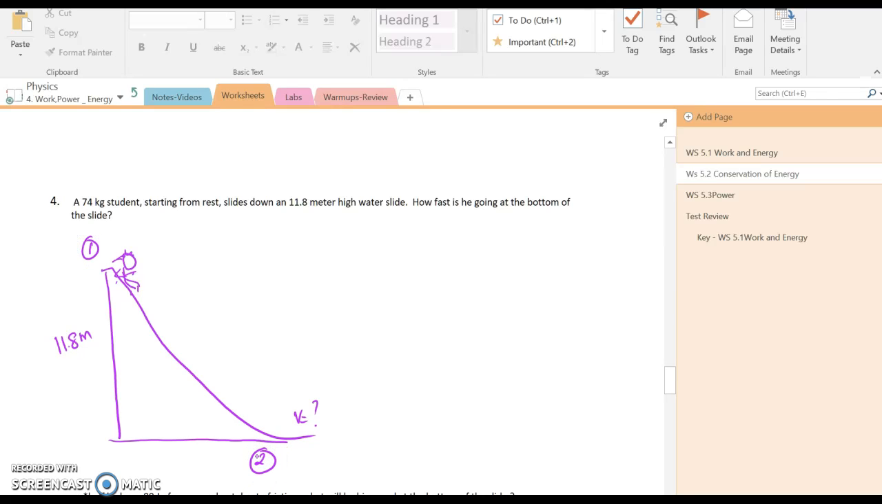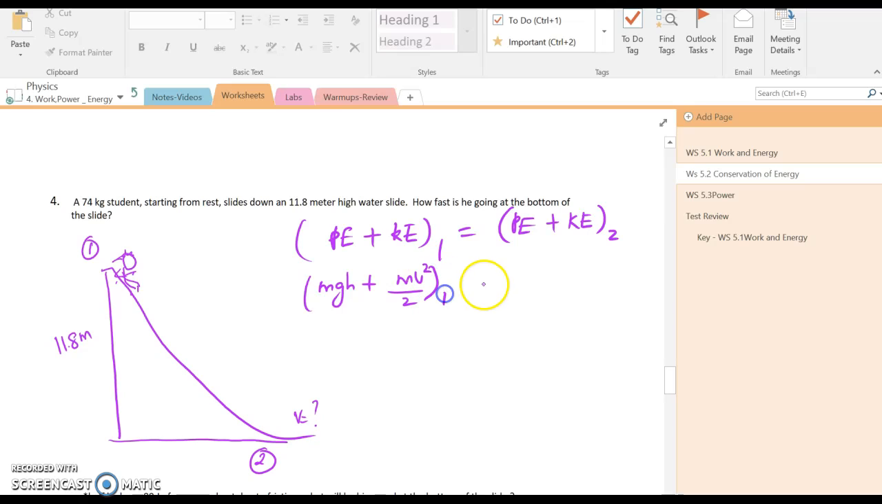We know that the total energy stays the same, total mechanical energy stays the same. So PE plus KE at position 1 equals PE plus KE at position 2. And remember, the formula for potential energy is mgh, and the formula for kinetic energy is mv squared over 2. So we might as well write down the equations so we remember to substitute correctly. So now let's substitute the numbers.